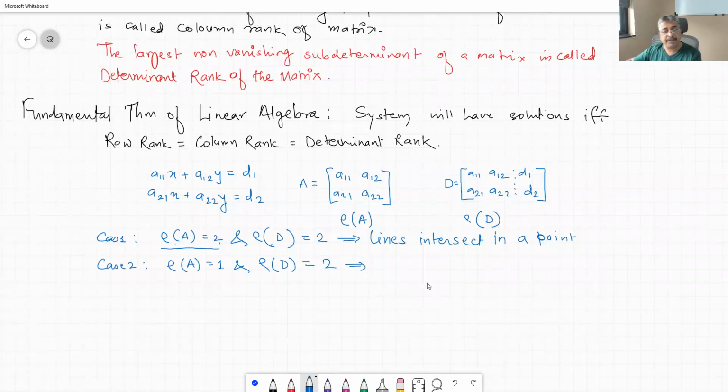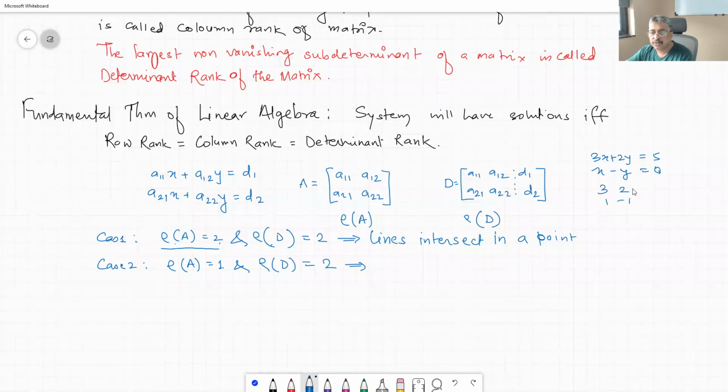Now how will you interpret? If you want a numerical example for the first case, we can always write, say, 3x plus 2y is equal to 5, x minus y is equal to 0. Let me just explain this particular thing.